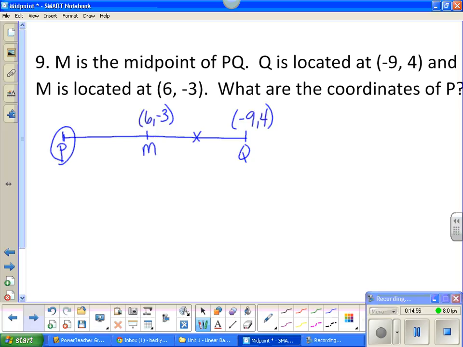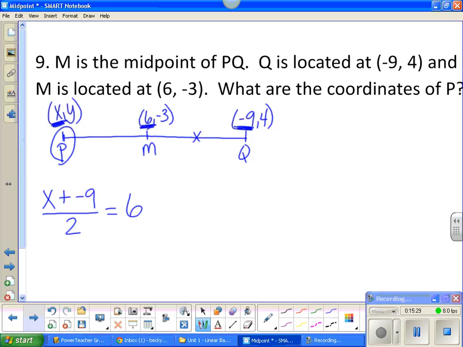Okay, well, P is going to be some sort of x, y. So we're going to use the midpoint formula and just fill in what we know. Now, if I was going to do the midpoint formula, I would do this plus this, and I would divide it by 2, and it would equal that. So let's set that up. So x from here plus my x from way over there divided by 2, and that should give me a 6.